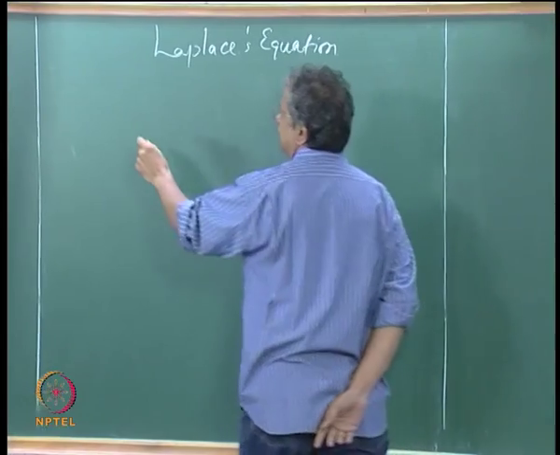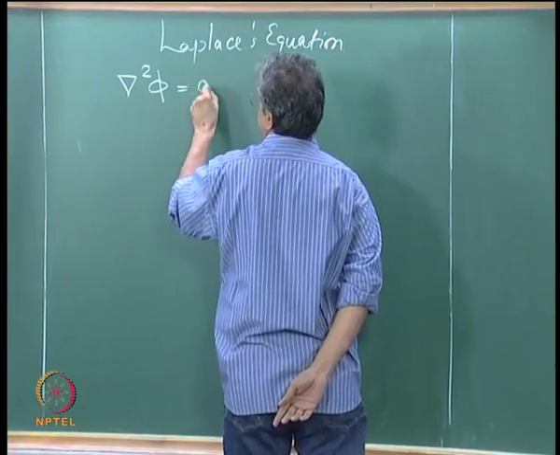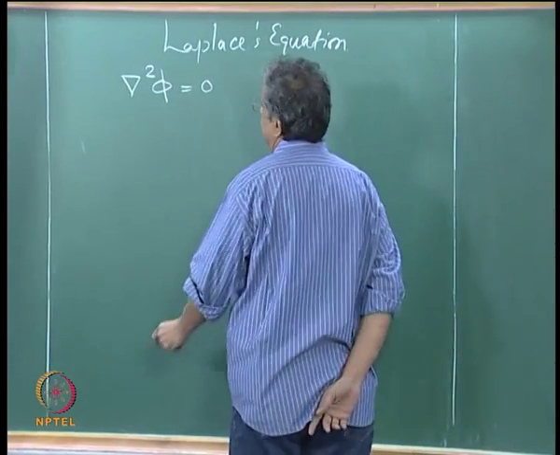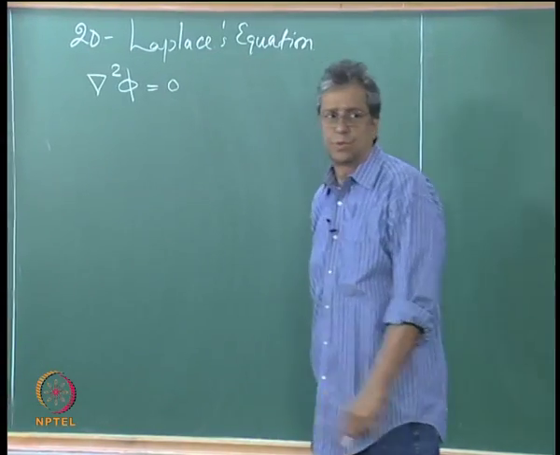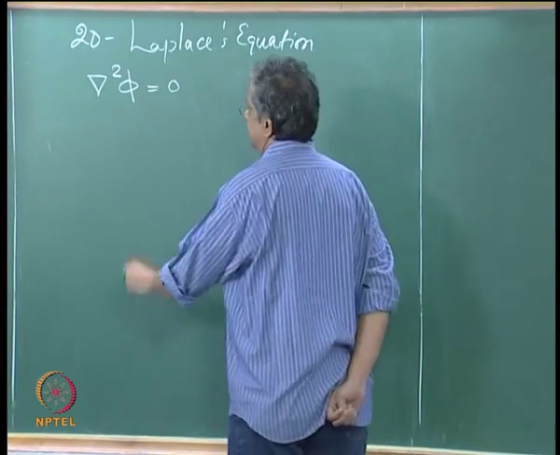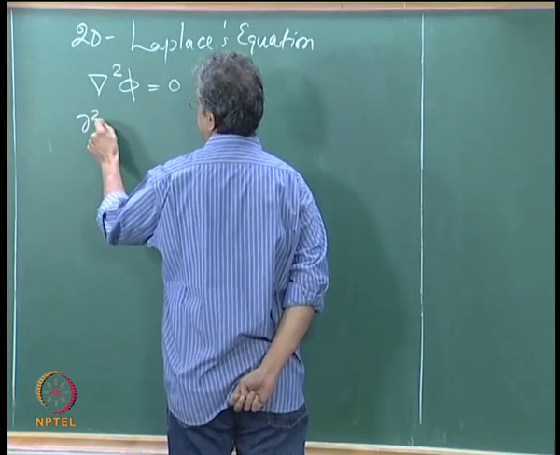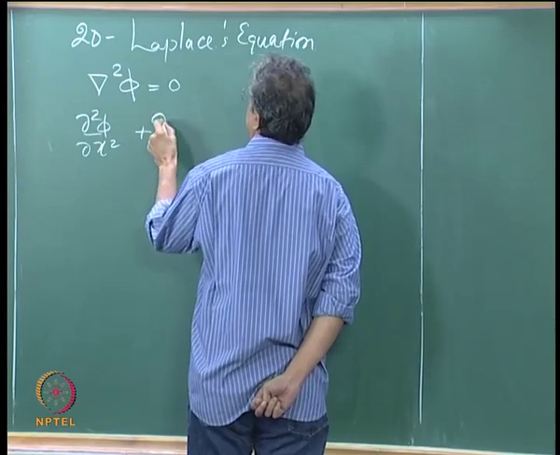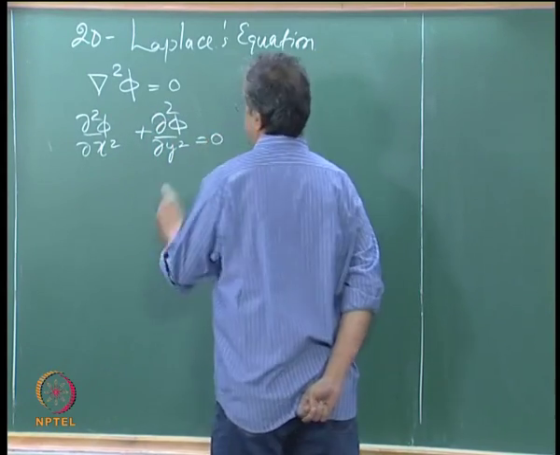We write it in terms of phi: nabla squared phi equals 0, right. So in 2D, maybe I will write 2D Laplace's equation. We will restrict ourselves to 2D right now, 3D will follow in a similar fashion. So in 2 dimensions, Cartesian coordinates, this turns out to be dou squared phi dou x squared plus dou squared phi dou y squared equals 0.